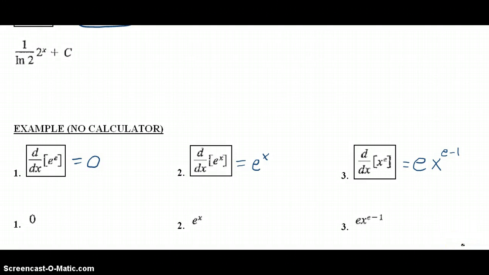Just have to be real careful with e's, because depending on how the function is written, you could just have a constant, you could have an exponential function, or you could have a polynomial function. So the derivative rules are different for each of those functions.